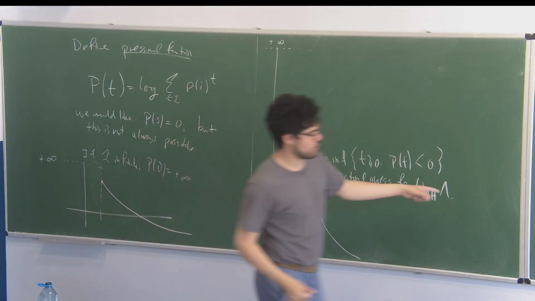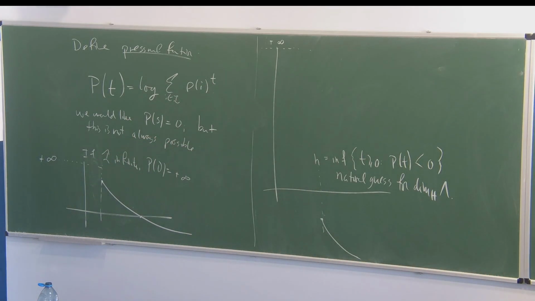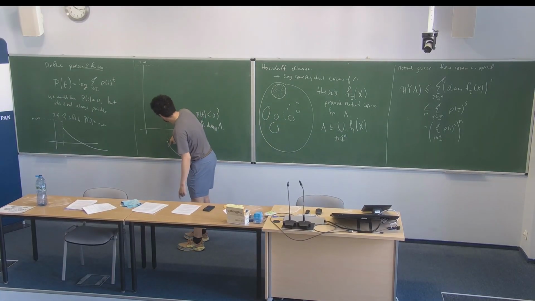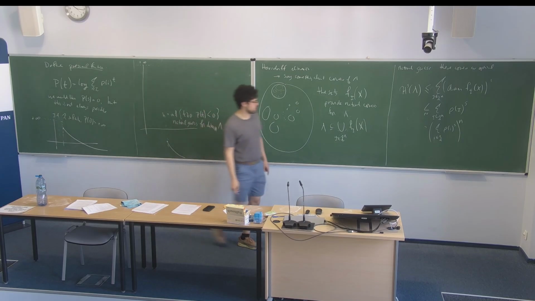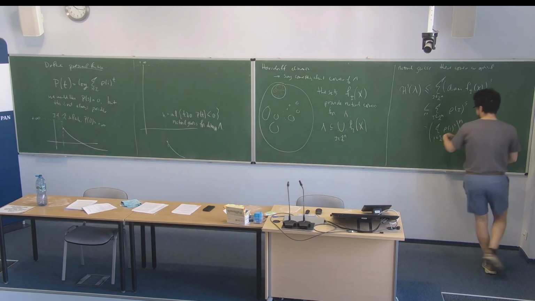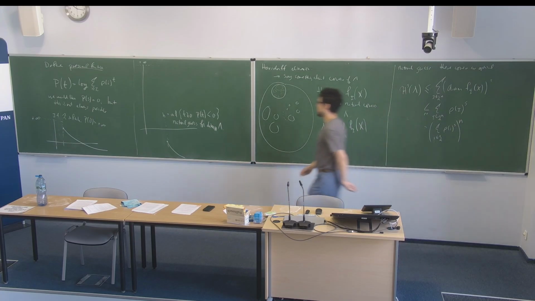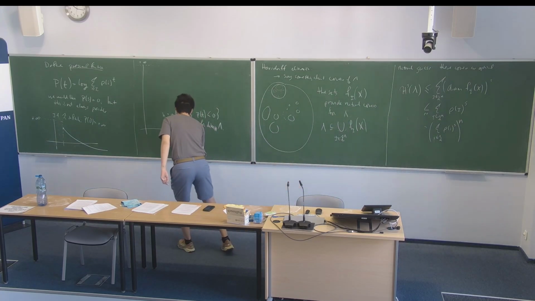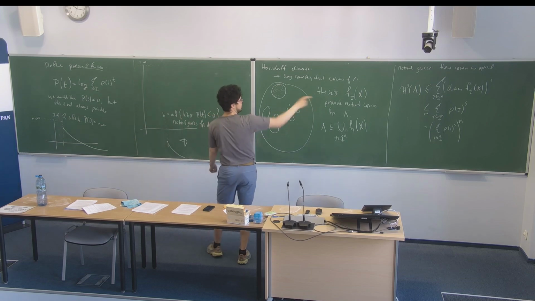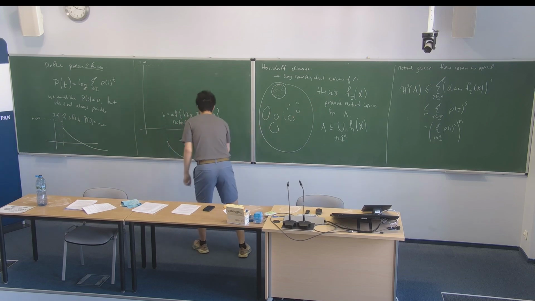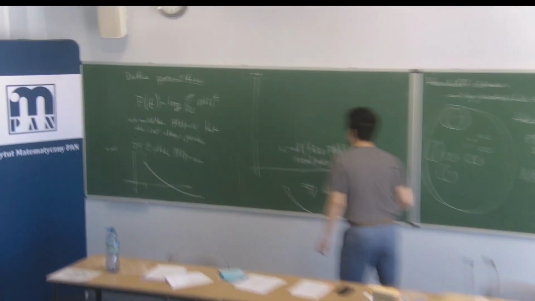So certainly, what did we prove here? Well, if the number t is strictly bigger than h, then the pressure is negative. The pressure being negative means that this sum is strictly less than 1, and in particular raised to the power n, this converges to something finite. So, in particular, we already saw that the Hausdorff dimension of lambda is at most h.